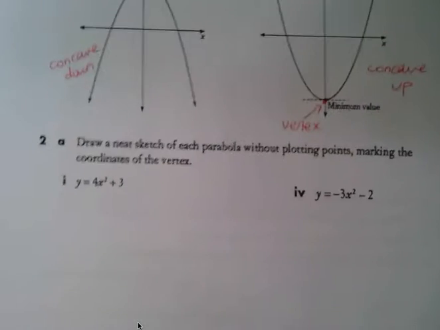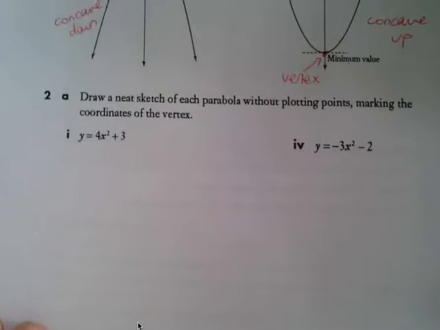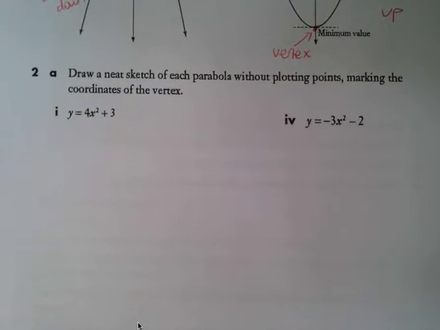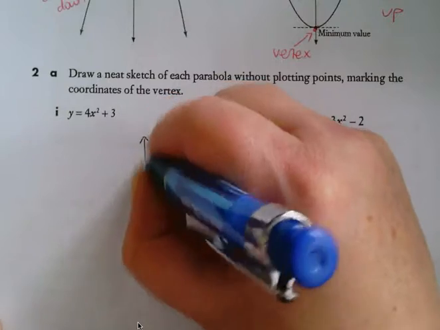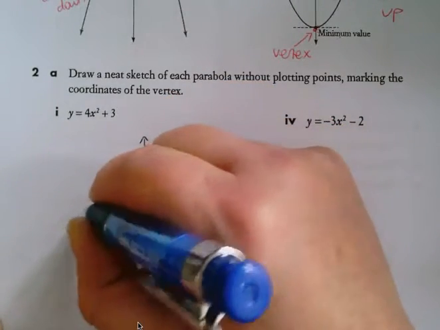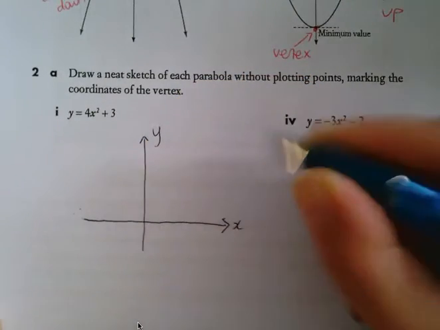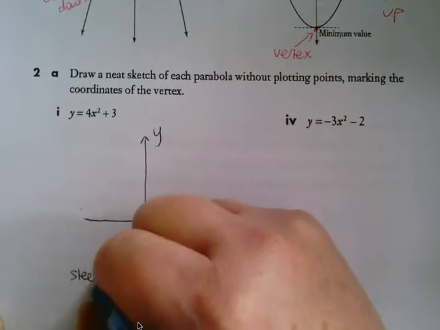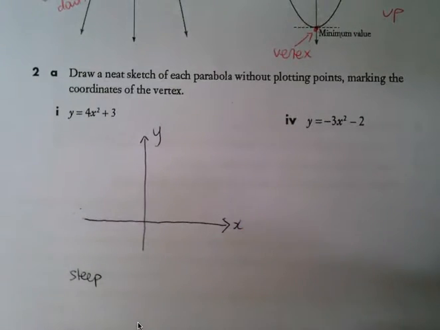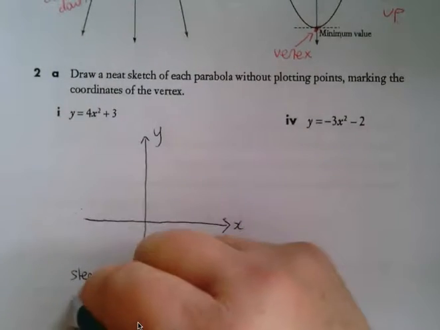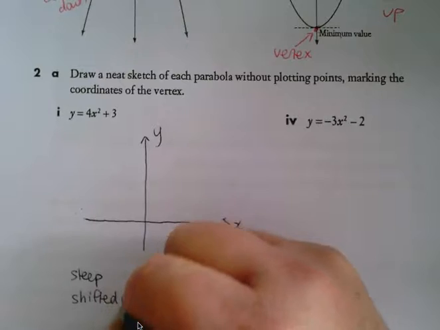Now, the first question here is to draw a neat sketch of each parabola without plotting points. We don't want you to do a table of values. I might just get you to plot 1 or 2 values, that's all. Marking the coordinates of the vertex. Now, you tell me what you know about this parabola. Is it steep or is it wide? Okay, good. It's steep. And it's been shifted where? Up or down? So it's steeper and it's shifted up.